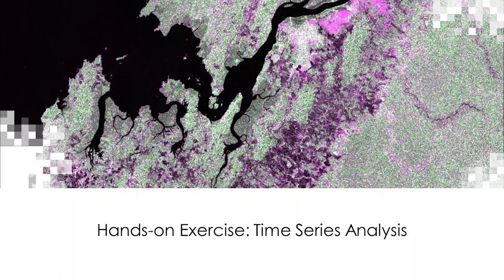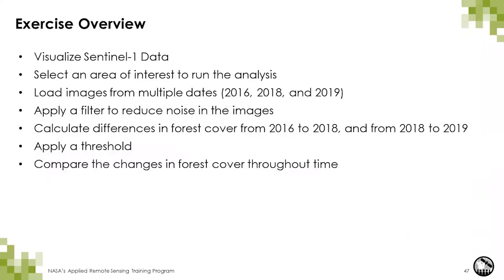So that concludes the theoretical part, and the next part will be focused on a demo and a time series analysis of Sentinel-1 SAR data using Google Earth Engine. The exercise overview consists of visualizing the Sentinel-1 data and selecting an area of interest to run the analysis, which will be in the Amazon. We'll load the images from multiple dates, in this case 2016, 2018, and 2019, and we'll apply a filter on the SAR images to reduce the speckle. And then we'll calculate differences in forest cover between 2016 and 2018, and then between 2018 and 2019. We'll apply a threshold and compare the changes in forest cover through time.